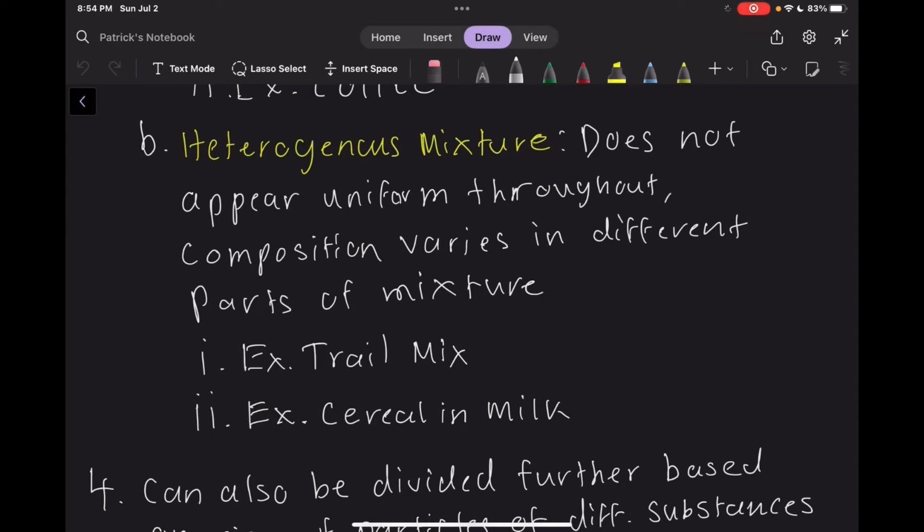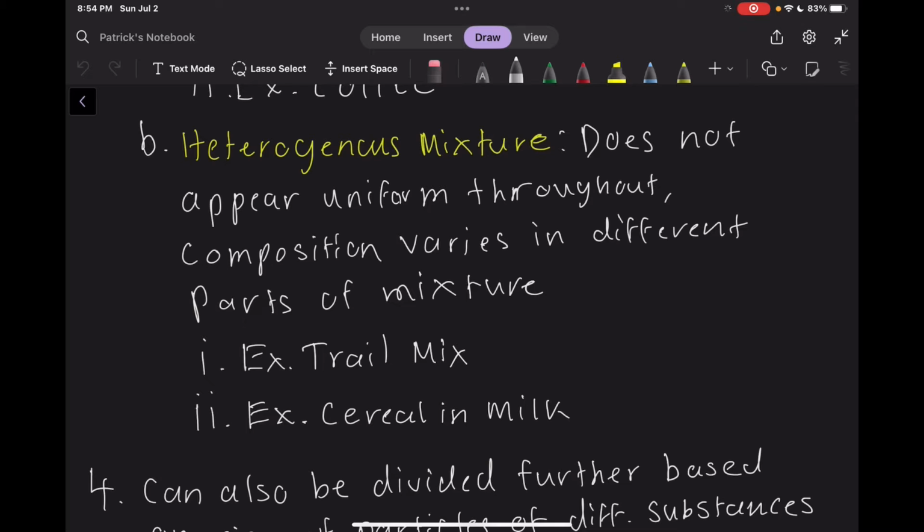Another example is cereal, any type of breakfast cereal, in milk. We can take two spoonfuls from a bowl of cereal and get completely different results. One spoonful might be mostly milk, one might be mostly cereal, and if we took a third, it might have an equal amount of both. These mixtures are not uniform, and for that reason we classify them as heterogeneous.